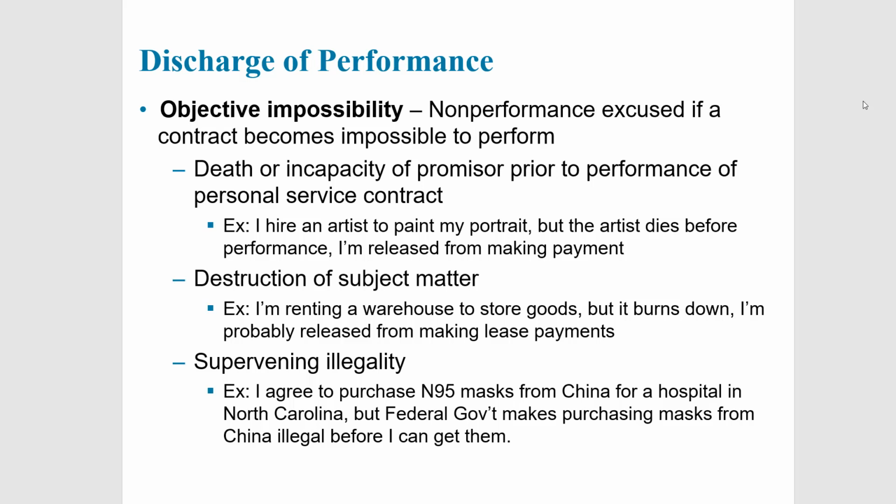Discharge of performance can also happen through objective impossibility, meaning that it's no longer possible to perform. This can happen in a couple different ways. One party could die or become incapacitated prior to performance of the contract. So if I hire an artist to paint my portrait, but the artist dies before performance, they're obviously no longer required to perform because they can't, and I have no obligation to make any kind of payment.